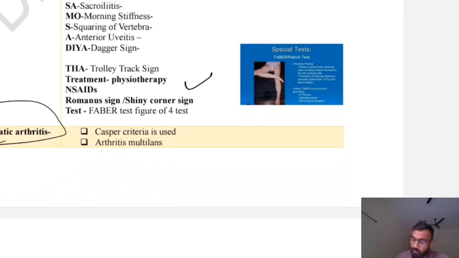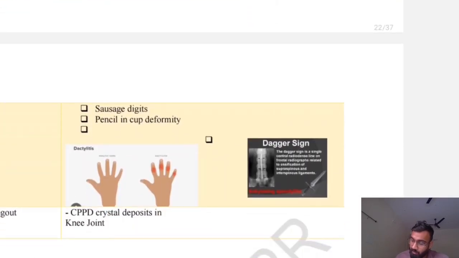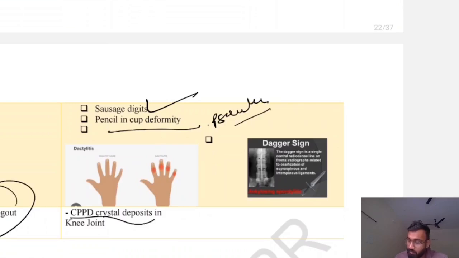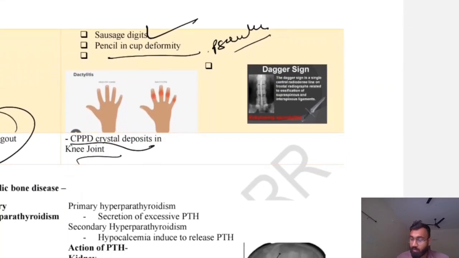Next is psoriatic arthritis. So CASPAR criteria is used. Arthritis mutilans, sausage digit, pencil-in-cup deformity. These all are the features of psoriatic arthritis. Pseudogout, these are the CPPD, crystal deposit in the knee joint.